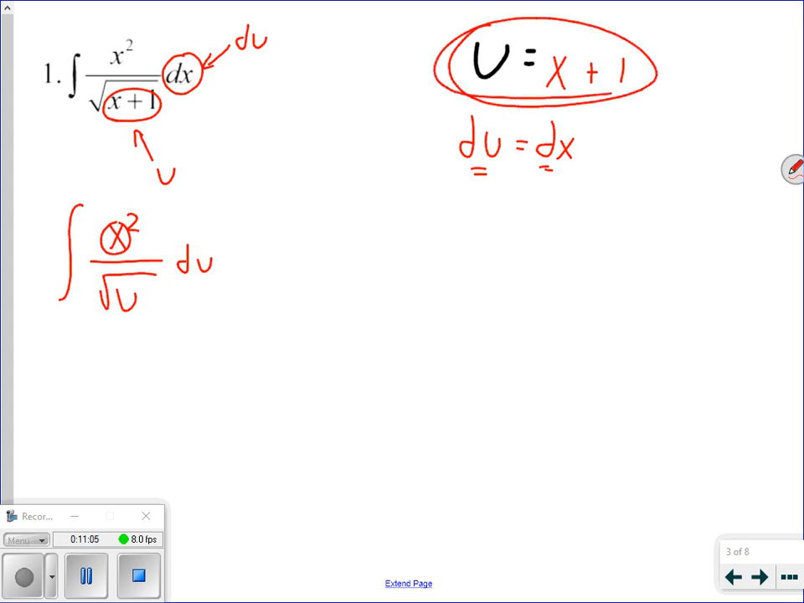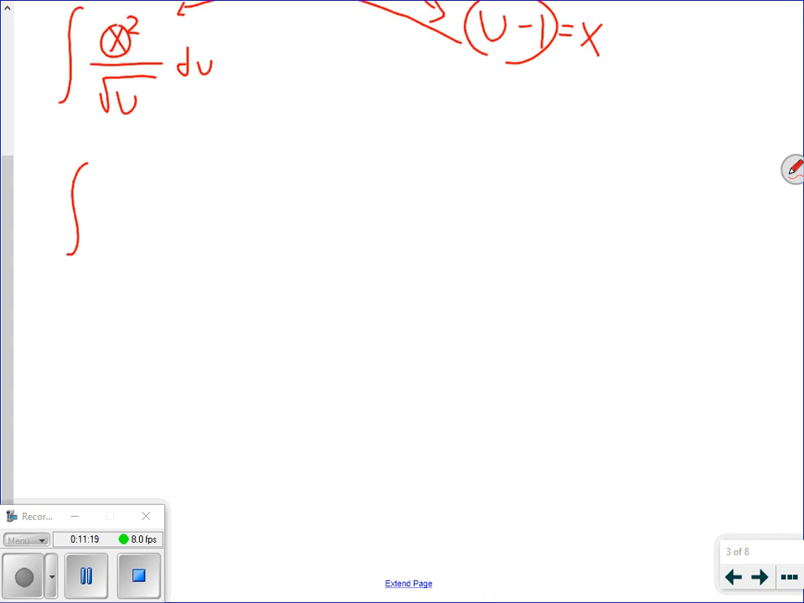Well, turns out I can. All right, what if I rewrite this as u minus 1 equals x? Could I not plug this in over here for x? So let's see what I'm left with. I got the integral of (u minus 1) squared over the square root of u du.